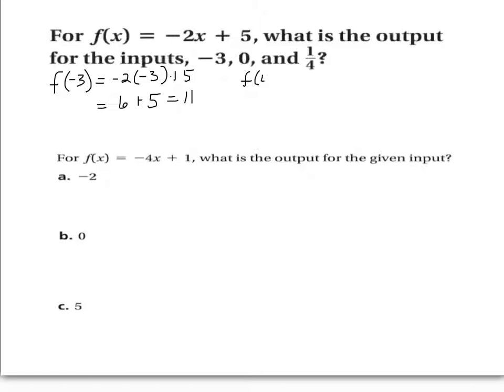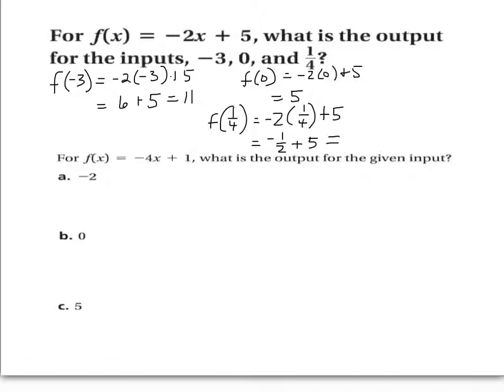I can do the same with f of 0. Negative 2 times 0 plus 5. Negative 2 times 0 is 0. 0 plus 5 is 5. Again, all this is a fancy way to substitute. F of 1/4 would be negative 2 times 1/4 plus 5. Negative 2 times 1/4 is negative 1/2 plus 5. This is 4.5. Okay, so all we're doing is substituting. Same thing with the next examples.